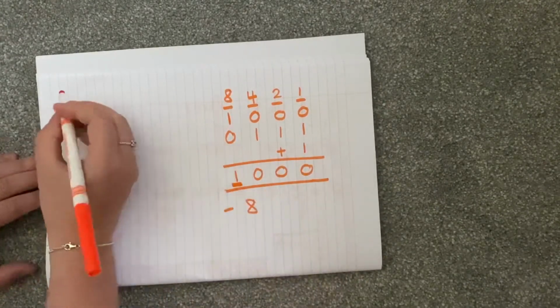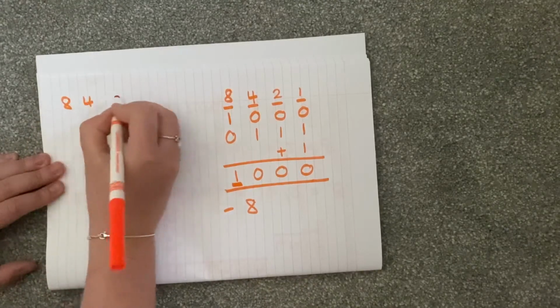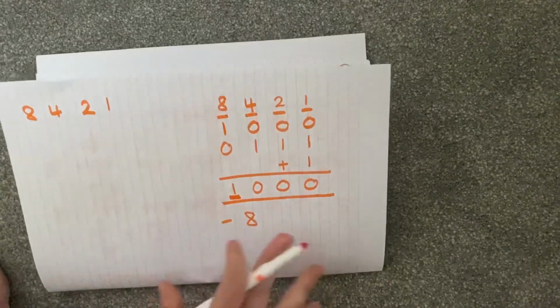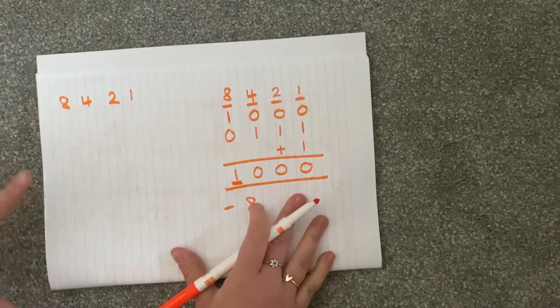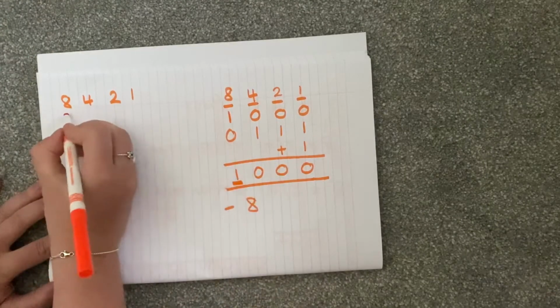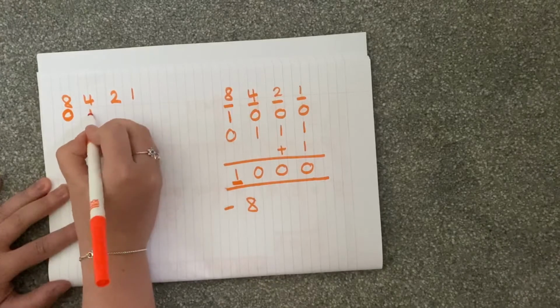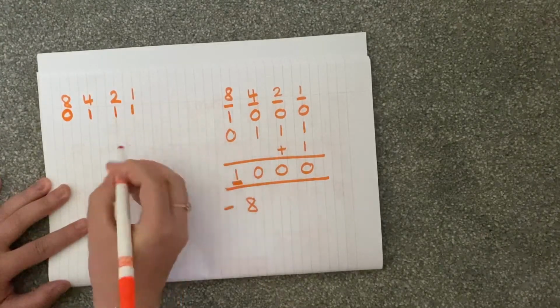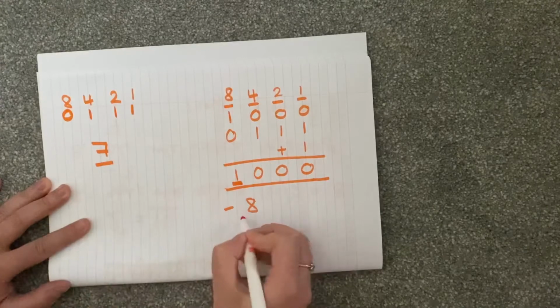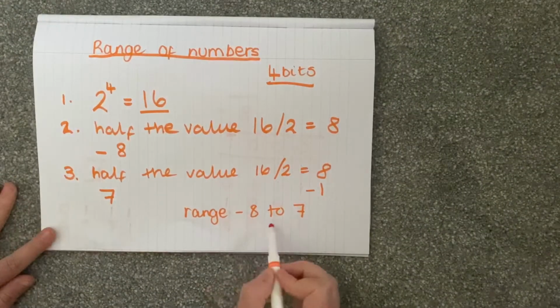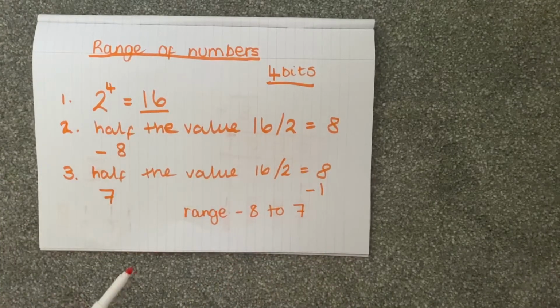So if we look at this from the other angle, 8, 4, 2, and 1, we now know that we've got to find the positive number using 4 bits. So we need to have our sign bit in here, which is our 0. And then we add up what we've got left, 4, 2, and 1, and that gives us 7. So that shows us how we have our range and how we calculated using our sign bit from the previous task. That's how we got our range of numbers to be between minus 8 and 7.